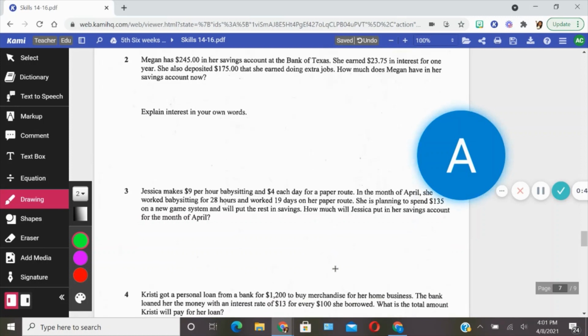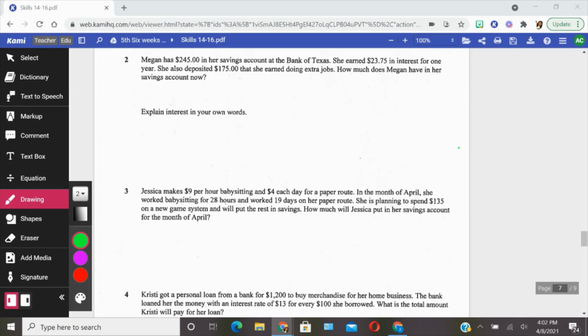Number 2 says Megan has $240 in her savings account at the Bank of Texas. She earned $23.75 in interest for 1 year. She also deposited $170 that she earned doing extra jobs. How much does Meg have in her savings account now? Explain interest in your own words. So now here I want you to go ahead and continue.